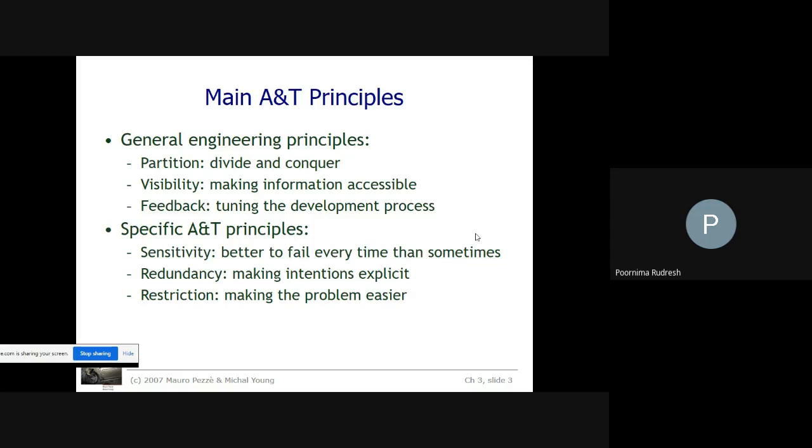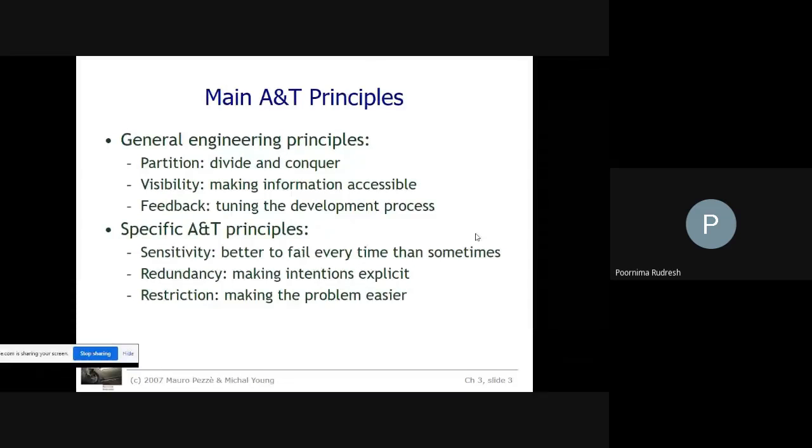So analysis and testing principles are divided into two main categories. So that these can be used in the normal system analysis and testing phases or testing process. In this chapter, you are going to study six main analysis and testing principles, and those are divided into general engineering principles and specific analysis and testing principles.